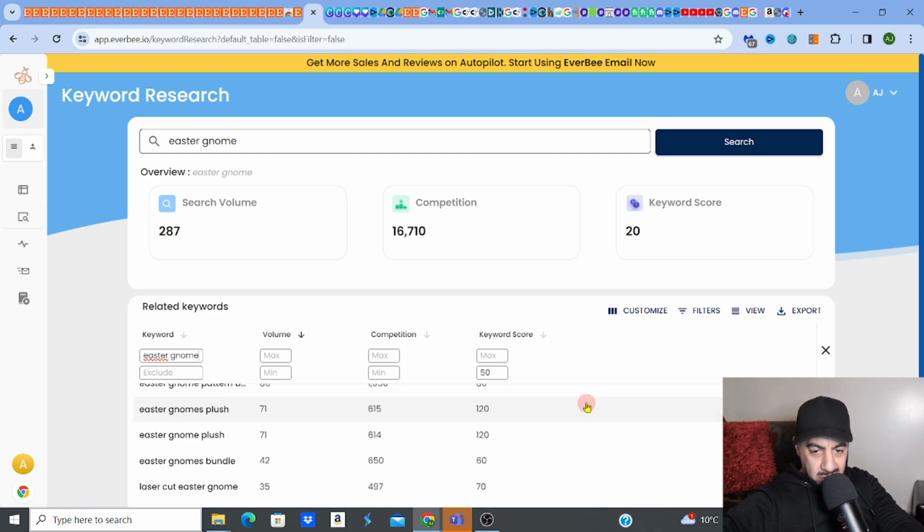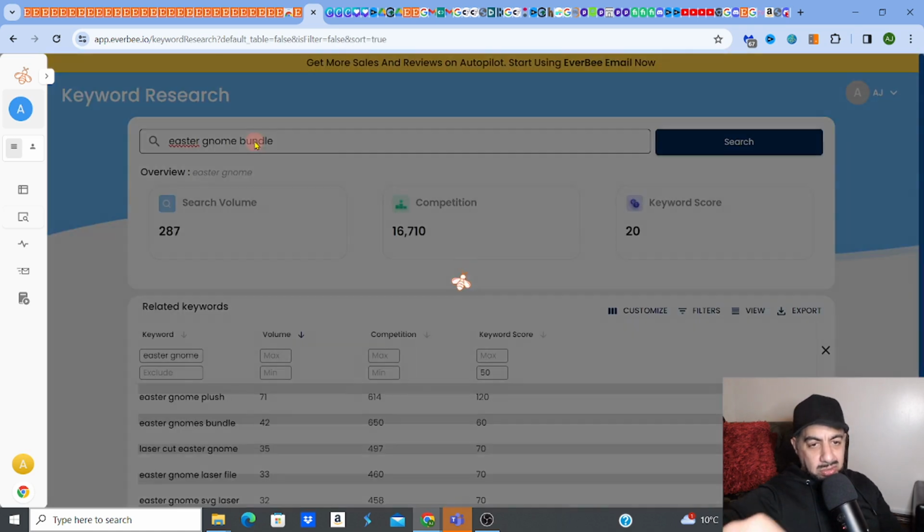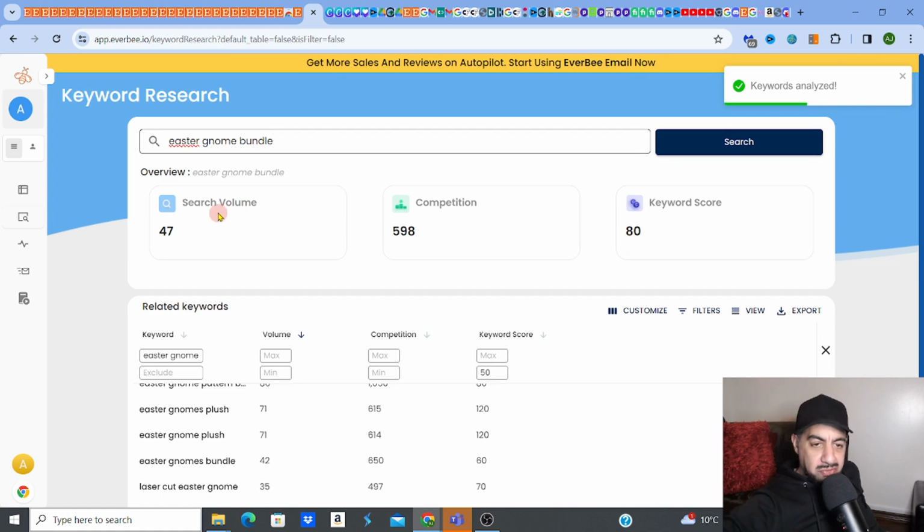So look at this. For example, an Easter gnome bundle. Look, straight away, I've got a nugget for you. Doing an Easter gnome bundle, 42 people actually search for this with a competition of 650. That is crazy. Look at that. I'll do it here. Look, I'll show it to you. Easter gnome bundle, right? So if you did a bundle of Easter gnomes, let's just have a look at this. You're getting a search of, I mean, that's even better. 47 people searching for it with 598. Now imagine, look, this is how it works. 47 people searching for that.